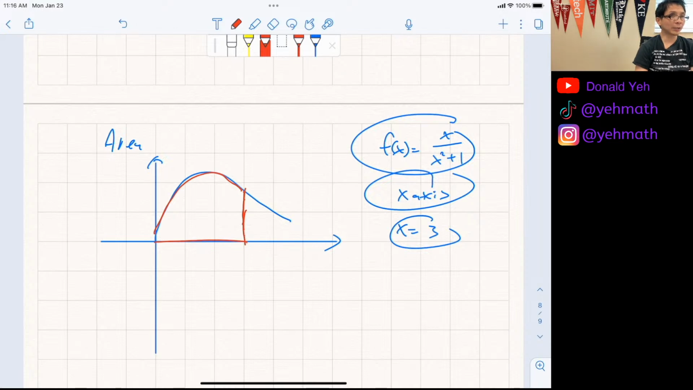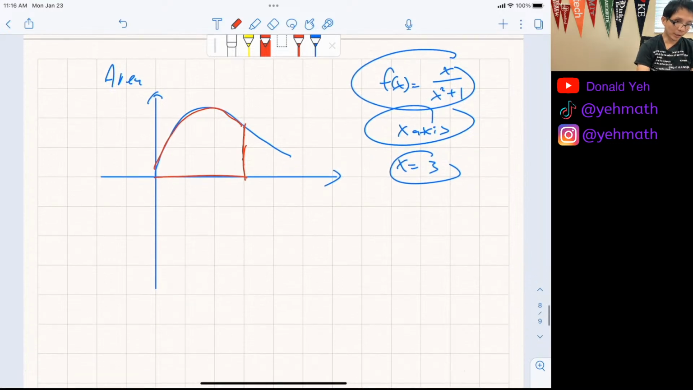What does a Riemann sum lead to? Integral. So what can I do with the integral here? 0 to 3 is perfect. And that's going to be the integral of x over x squared plus 1 dx. And you should be able to do the math to finish up this one.